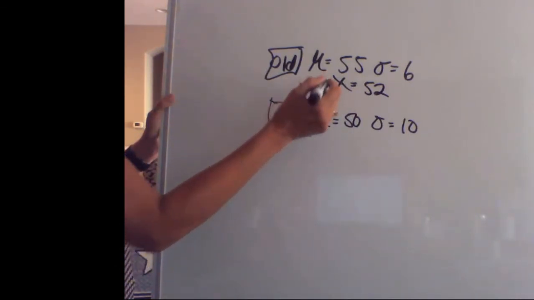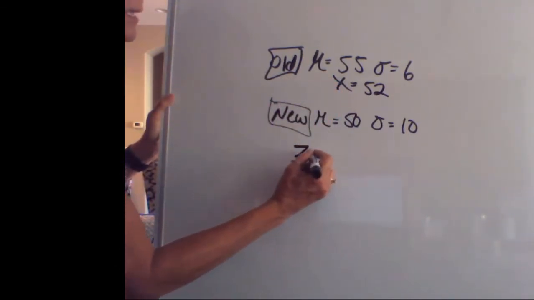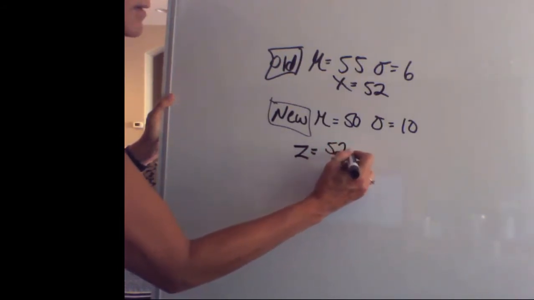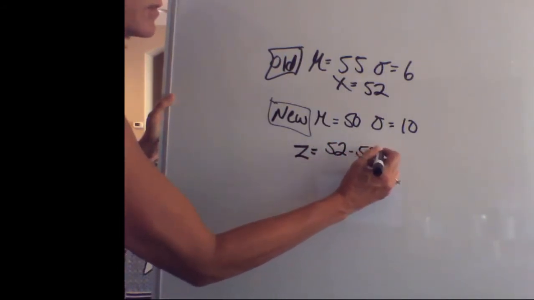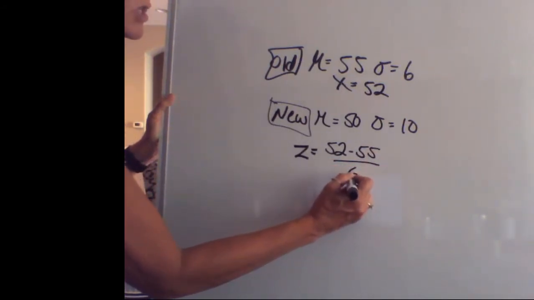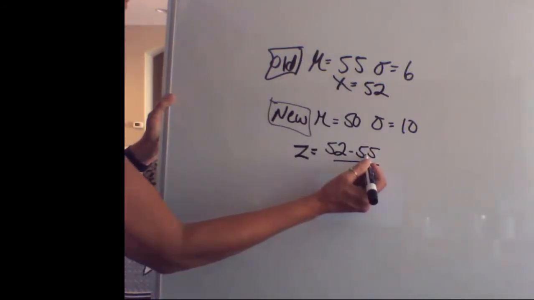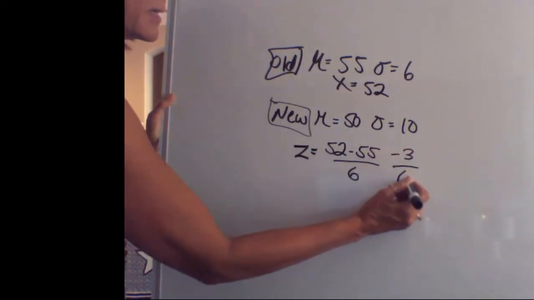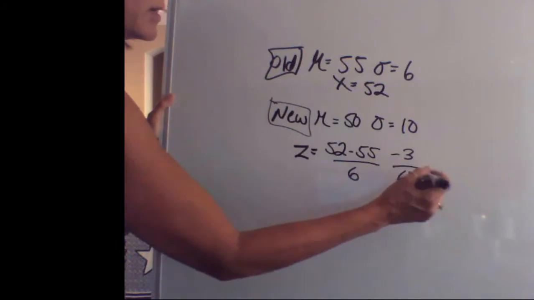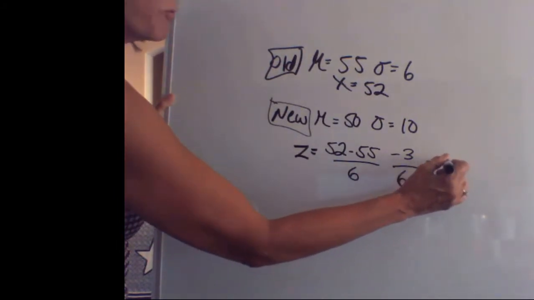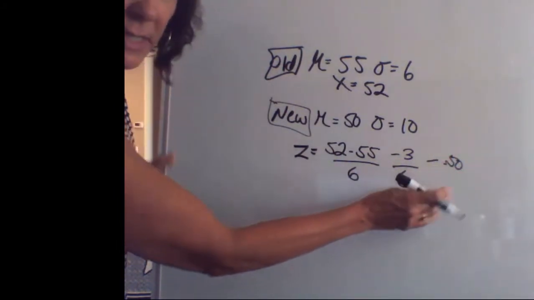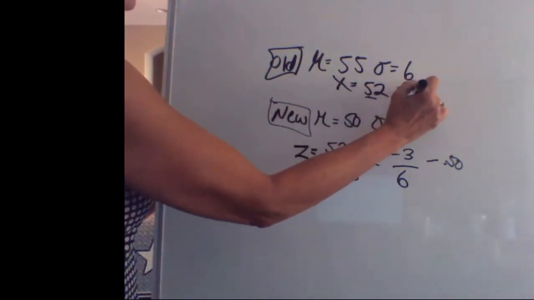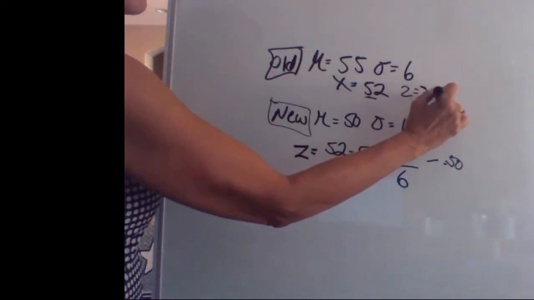So what I'm going to do is I'm going to use our z-score formula. Z equals the score, which is 52, minus the mean of 55, divided by the standard deviation. 52 minus 55 is a minus 3, and 6 is the standard deviation. So we have a negative 0.50. That is the z-score for 52 in this distribution. The z is equal to negative 0.50.